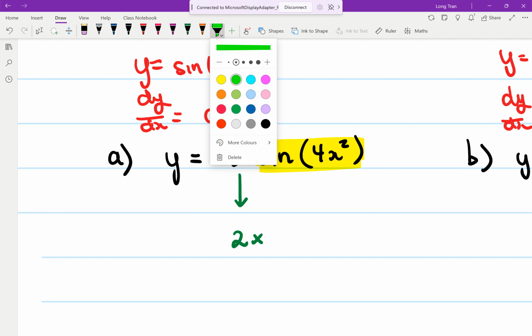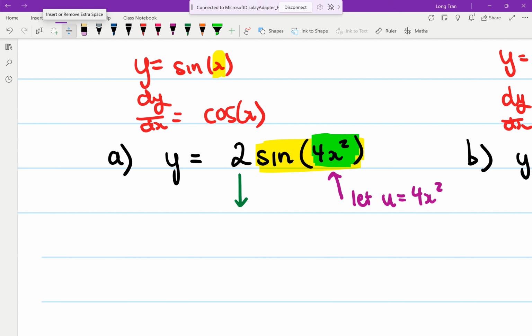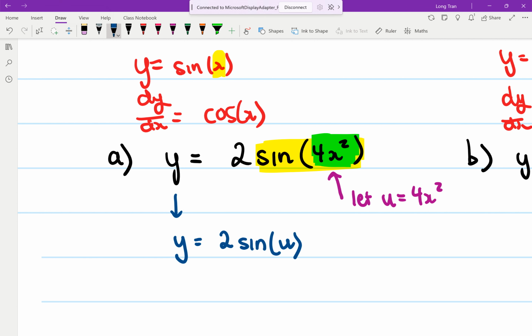Chain rule looks at, well, what can I replace? And I can replace this 4x squared, and the traditional variable we use is the letter u. You can use any other variable you want, but traditionally we use u. So we say here, let u equal 4x squared. If we were to now find the derivative, the function now becomes y equals 2 sine of u, because I replaced the variable. I said let u equal 4x squared. Now I have y equals 2 sine of u.